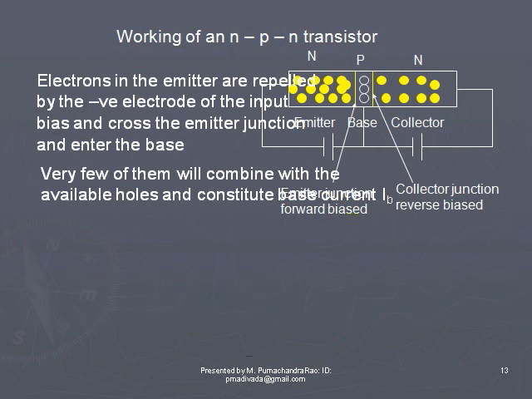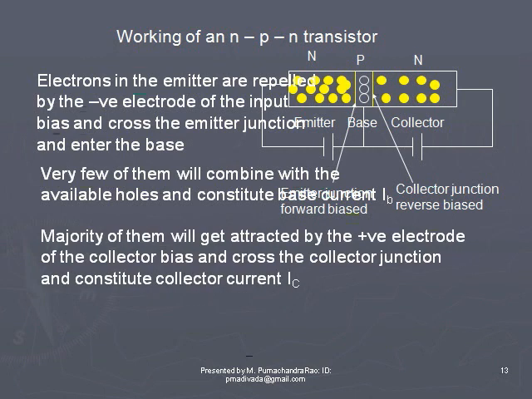The majority of the electrons crossing the emitter junction will be attracted by the positive bias of the collector. The positive bias of the collector attracts these electrons, so they cross the collector junction and flow to the positive terminal of the collector bias. So they constitute the current in the collector, that is the collector current.